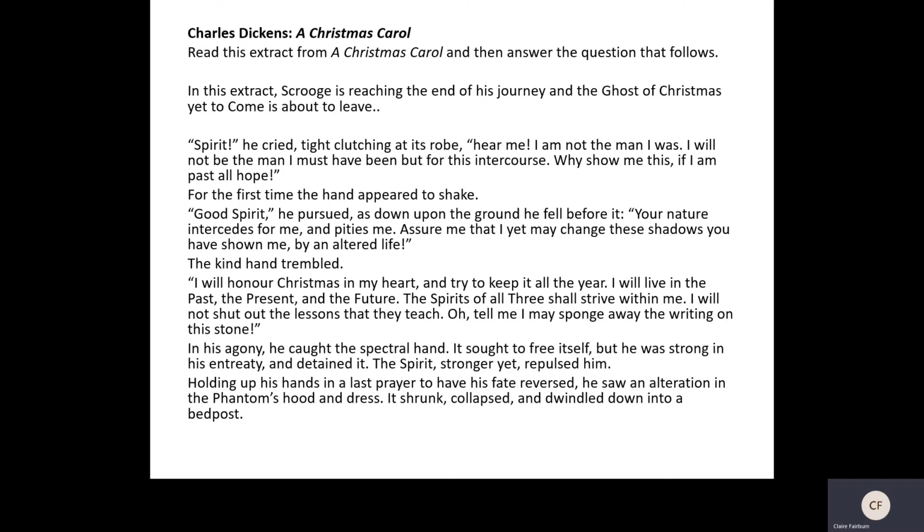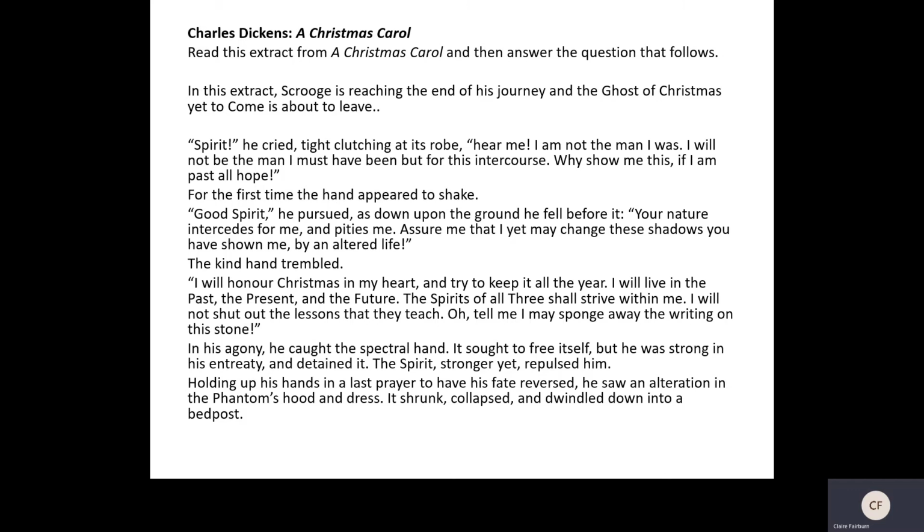"Spirit!" he cried, tight clutching at its robes. "Hear me! I am not the man I was. I will not be the man I must have been but for this intercourse. Why show me this if I am past all hope?" For the first time, the hand appeared to shake. "Good Spirit," he pursued, as down upon the ground he fell before it, "your nature intercedes for me and pities me. Assure me that I yet may change these shadows you have shown me by an altered life." The kind hand trembled.